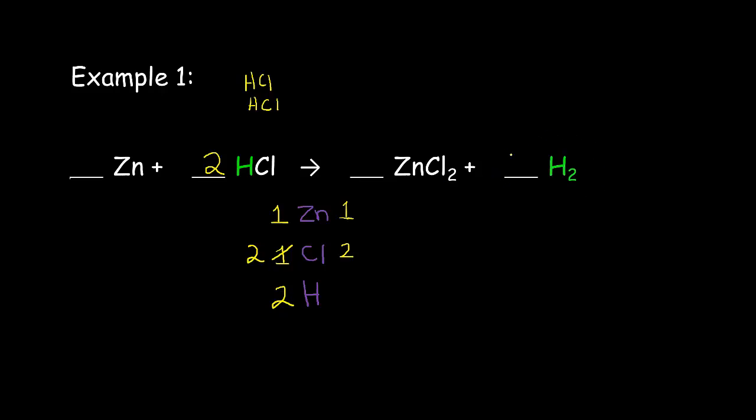Over here on this side, we have an H2, and we have 1 of them. And in that H2 molecule, it looks like this, and we have 1 of them, and we have 2 hydrogens. So we are good. We are balanced now.